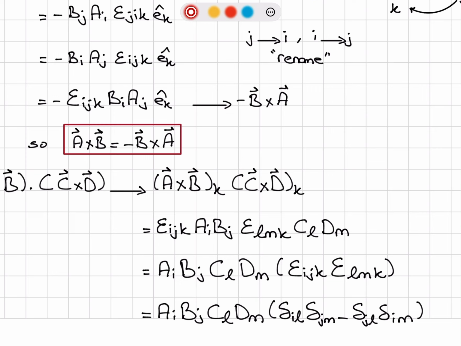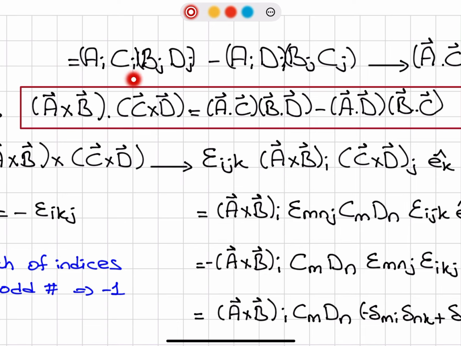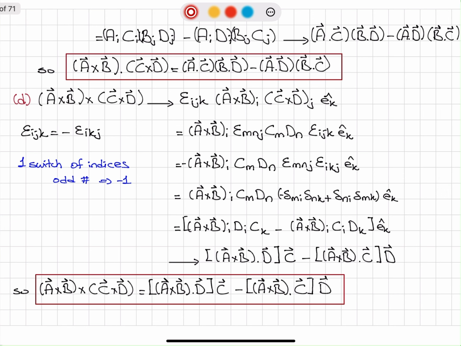Epsilon ijk, epsilon lmk, we can use the Levi-Civita identity, Kronecker delta firsts, il, seconds, jm, minus inners, jl, outers, im. Then this sets l equal to i, ai, ci, and this sets m equal to j, bj, dj. So that means we will have A dot C and B dot D, minus, this sets j equal to l, bl, cl. So dot product between B and C and dot product between A and D. So that's what we have in our final answer.